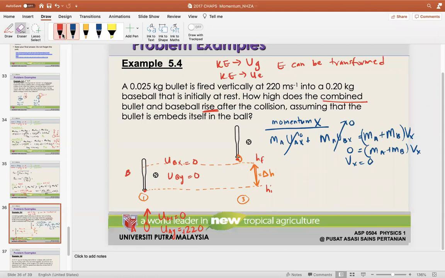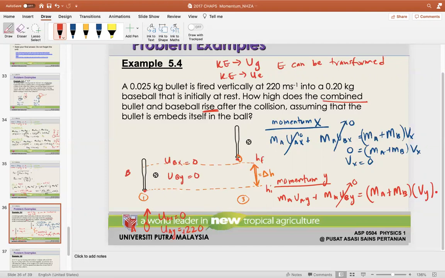But what about momentum y? Let's do momentum y. Okay, so ma uay plus mb uby, and our b is a zero, easy. And then ma plus mb equals, sorry, this is Vy. And we know that ma is 0.025 and ua is vertically upwards, positive 220. Our mass is 0.025 plus the 0.2 baseball, and Vy. Can anyone tell me what Vy is? Anyone? Oh, you're still calculating.